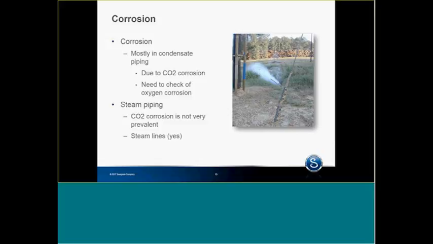If you're going to put condensate lines in, do not use Schedule 40 piping, use Schedule 80 piping, which will last a little bit longer. Steam piping, CO2 corrosion is not very prevalent. Very, very seldom do I find CO2 corrosion in the steam piping. The steam piping will have high temperatures where CO2 corrosion is not prevalent. But in steam lines, we'll have oxygen corrosion.